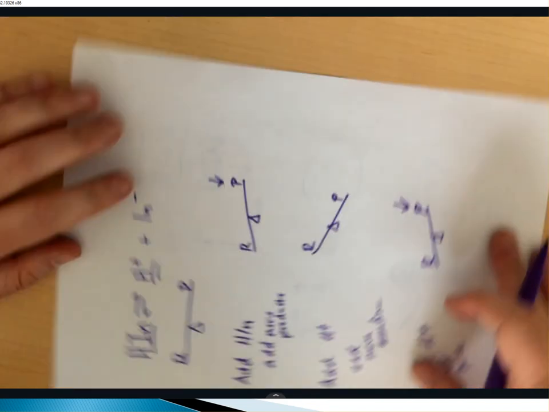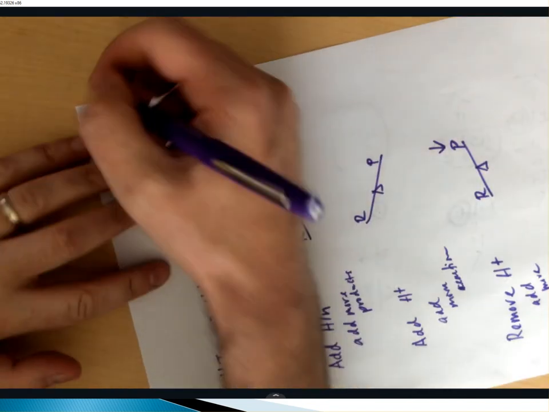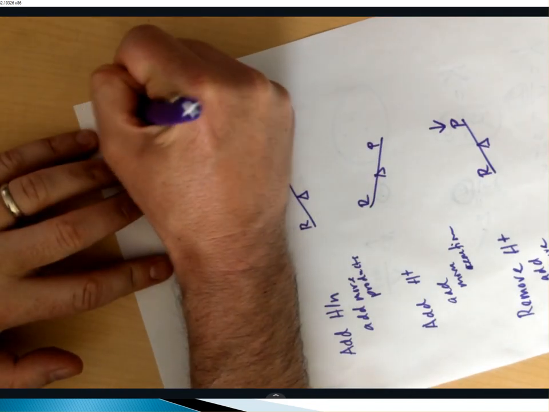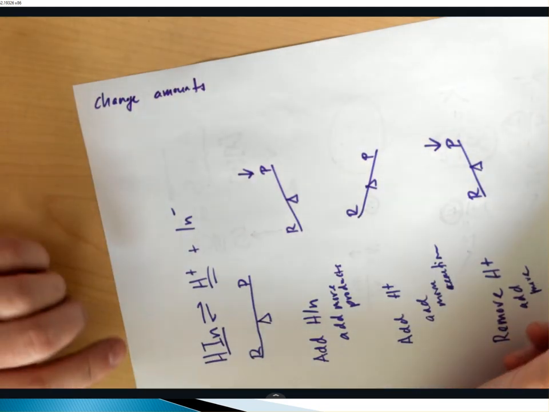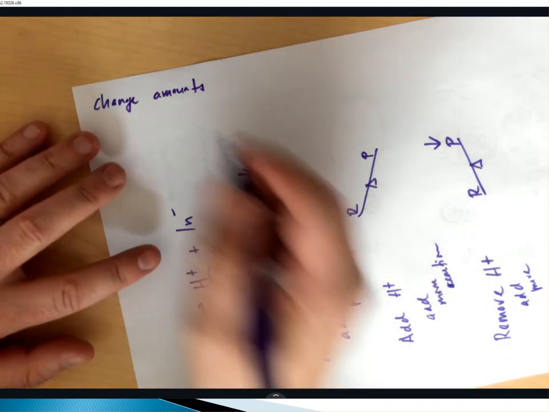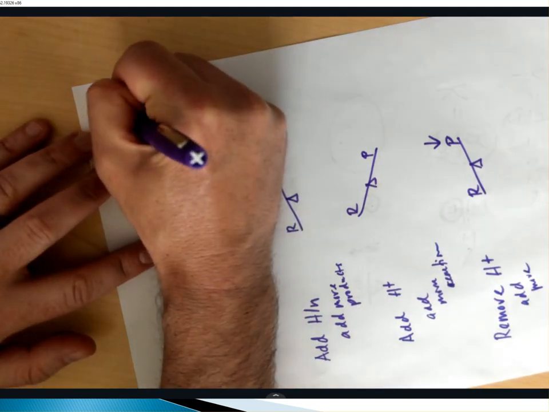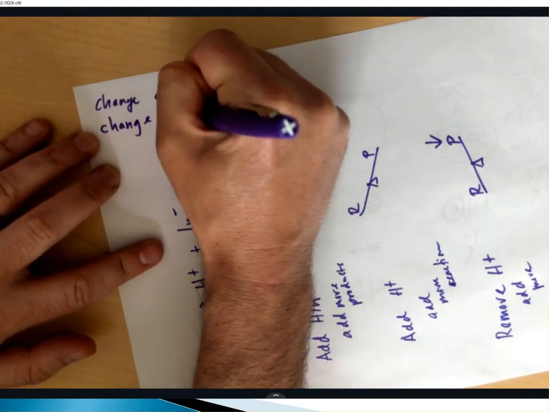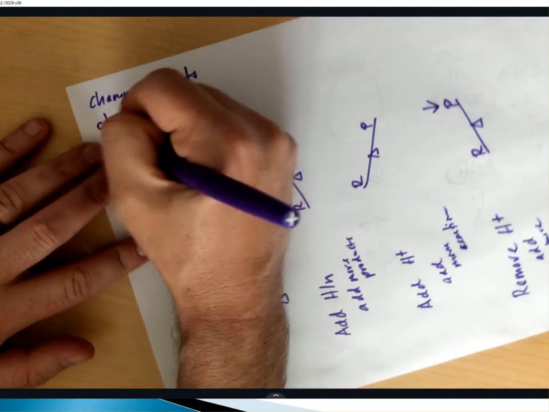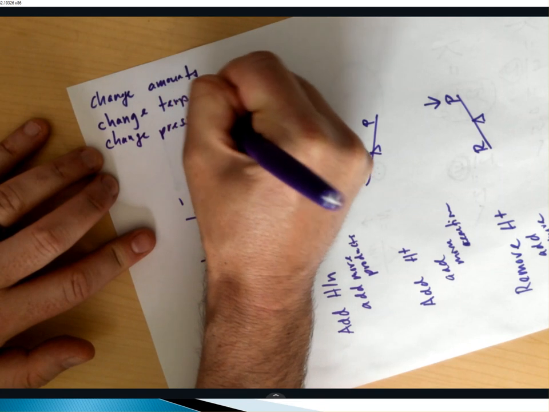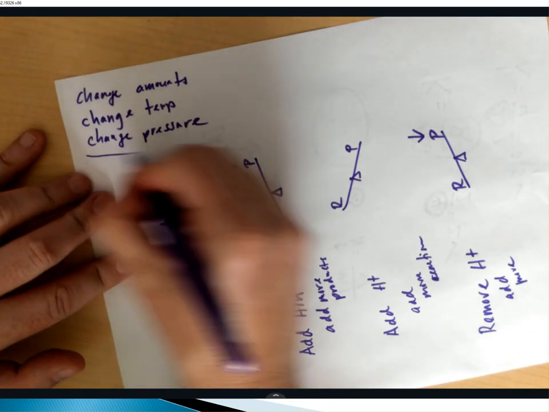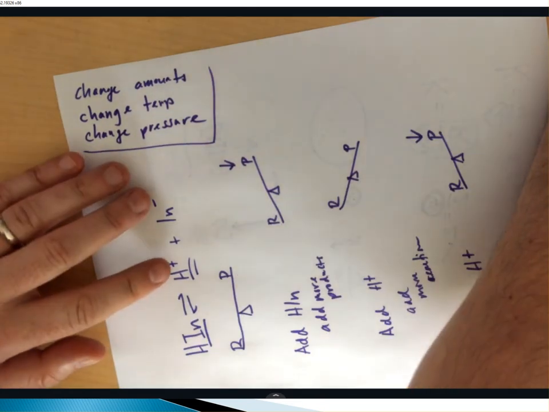So there's really three changes we could do. We could change the amounts of reactants and products. We could either add reactants, add products, or take them away. One thing we haven't considered yet, we could change the temperature, and I'll explain that in a second. Or if it's a system of gases, we could change pressure. So let's go ahead and look at all three of those one at a time.